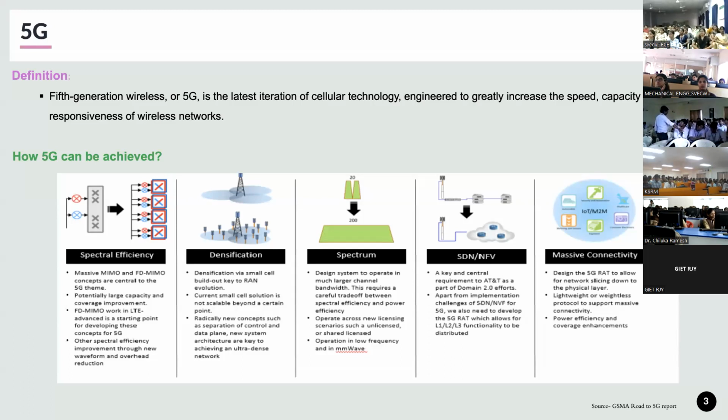So for example, if you take the key enablers of 5G, these are some of the key enablers that are enabling 5G to come into existence. That's spectrum efficiency. For example, how many devices you can connect using the spectrum that's allocated to you. So what's a spectrum?